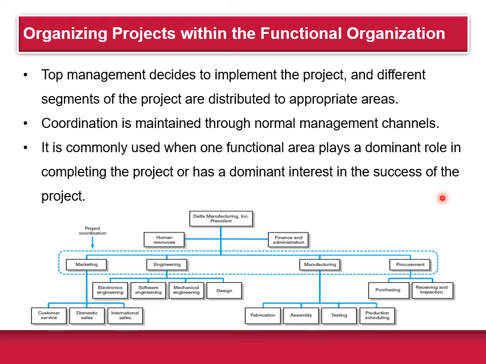This is commonly used when one functional area plays a dominant role in completing the project or has a dominant interest in the success of a project. So for example, if manufacturing has the dominant role, then they'll take a major part of it and the rest will be divvied up between marketing, engineering, and procurement.